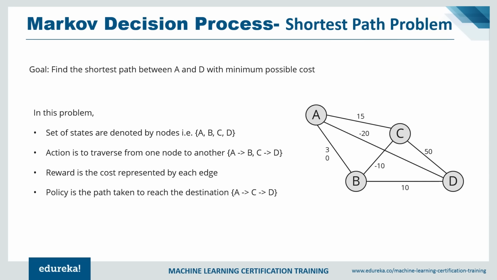In this problem, the set of states are denoted by the nodes A, B, C, and D. The actions to traverse from one node to another are given by A arrow B or C arrow D. Reward is the cost represented by each edge, and the policy is the path taken to reach each destination, A to C to D. So you start off at node A and take baby steps to your destination. Initially, only the next possible node is visible to you.